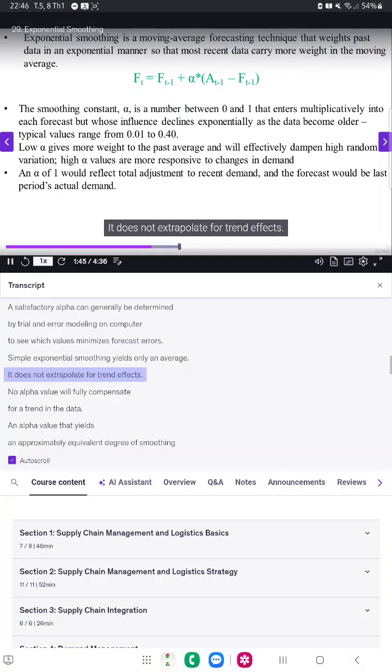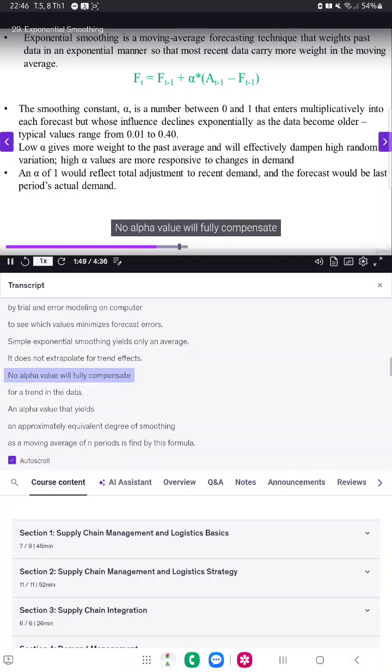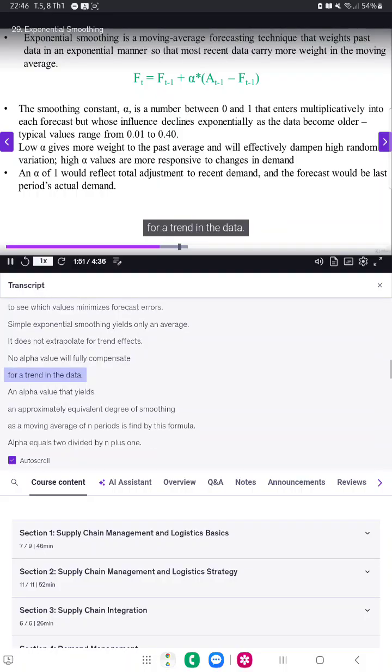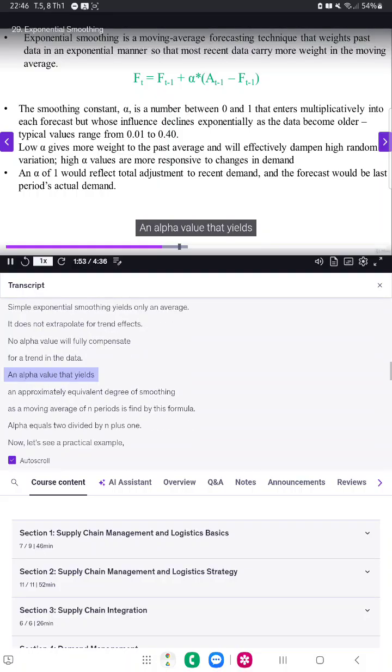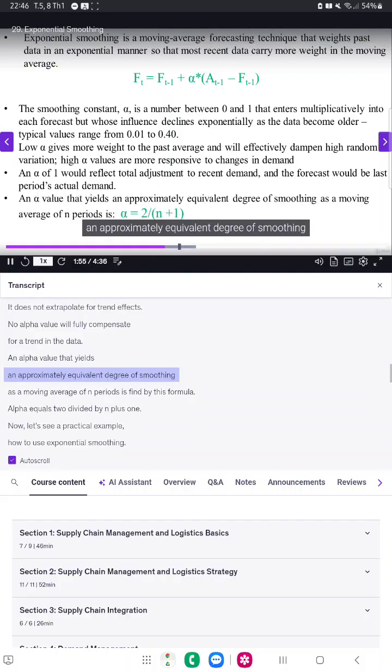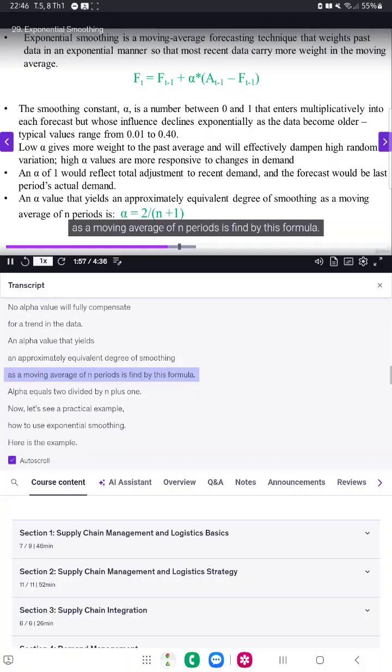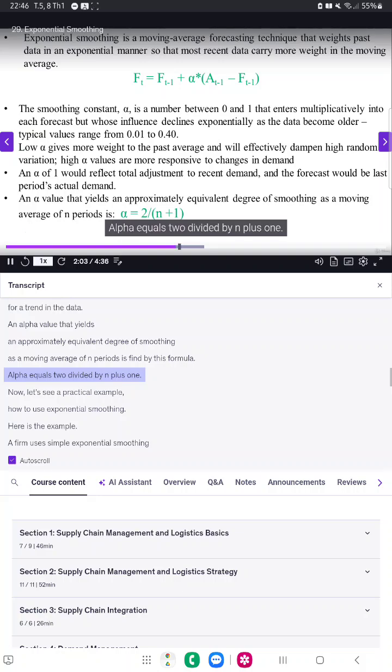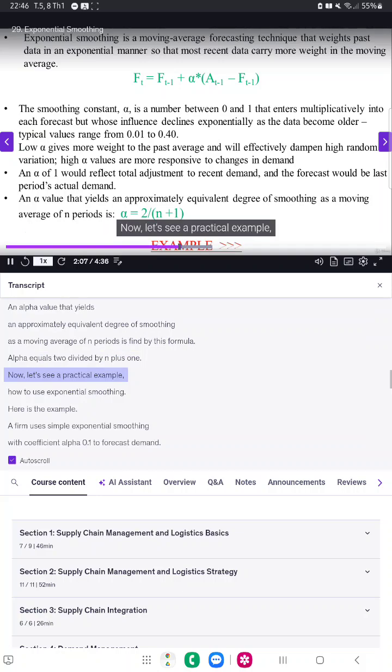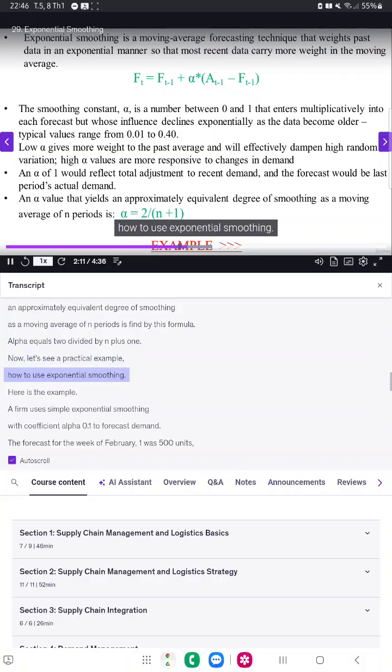Simple exponential smoothing yields only an average. It does not extrapolate for trend effects. No alpha value will fully compensate for a trend in the data. An alpha value that yields an approximately equivalent degree of smoothing as a moving average of n periods is found by this formula: alpha equals 2 divided by n plus 1. Now let's see a practical example of how to use exponential smoothing.